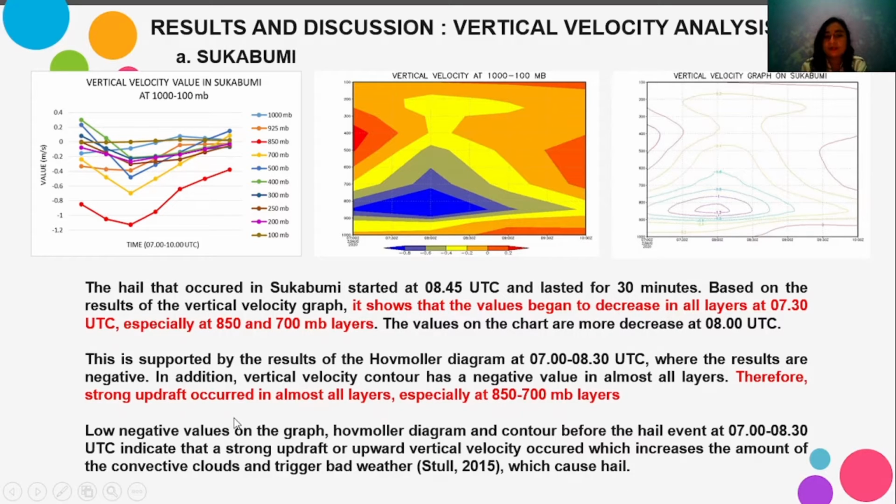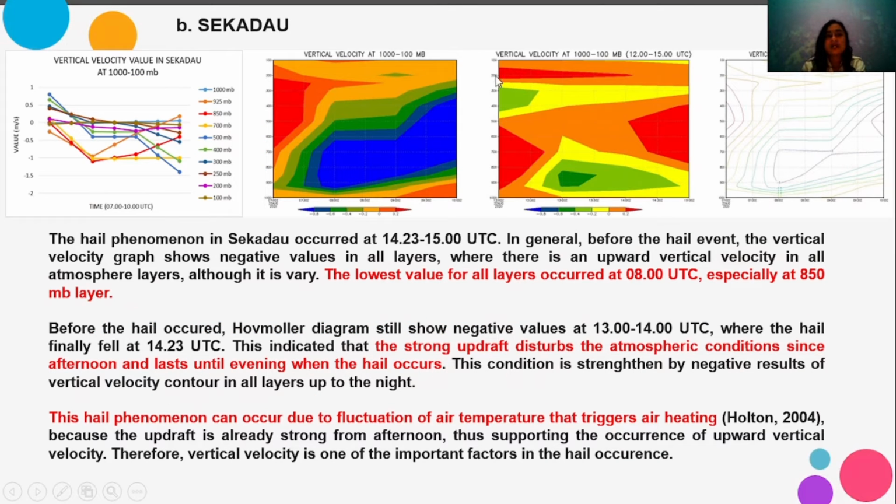Low negative values on the graph, Hofmüller diagram, and contour before the hail event, at 7 until 8:30 UTC, indicate that a strong updraft or upward vertical velocity occurred, which increased the amount of convective clouds and triggered bad weather. Next, in Sekadau, the hail phenomenon occurred from 14:23 until 15 UTC.